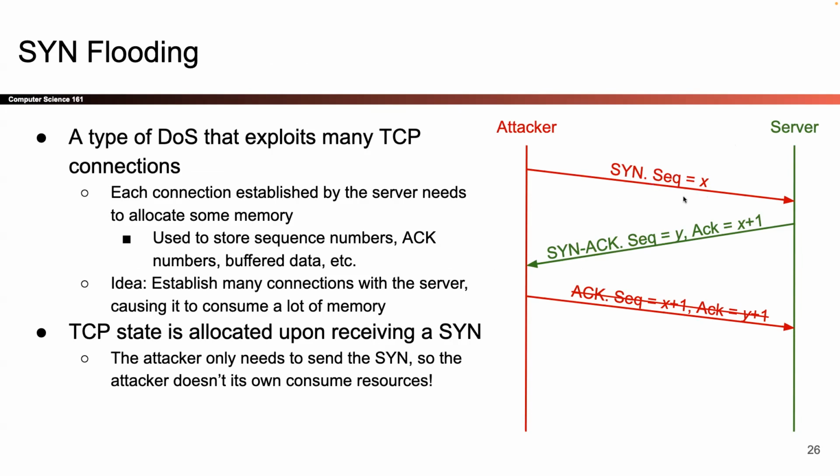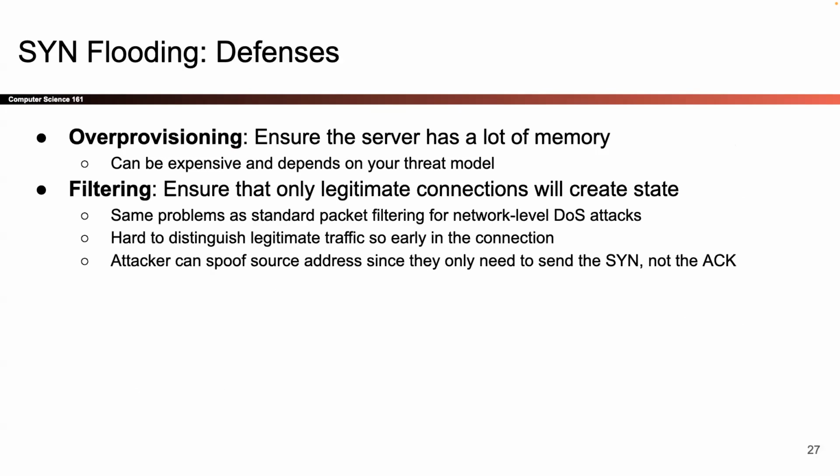I don't know because all I have is a single SYN packet. So you could definitely try to filter, but filtering will be pretty tricky because it's so early in the connection that you don't have any sort of signal as to whether this is a good connection or a bad connection. So it's kind of tricky. And again, all the same problems from before apply. Someone could overwhelm the filter. The attacker could spoof the addresses so that the filter has a hard time telling who's legitimate and who's not. All those same problems apply.